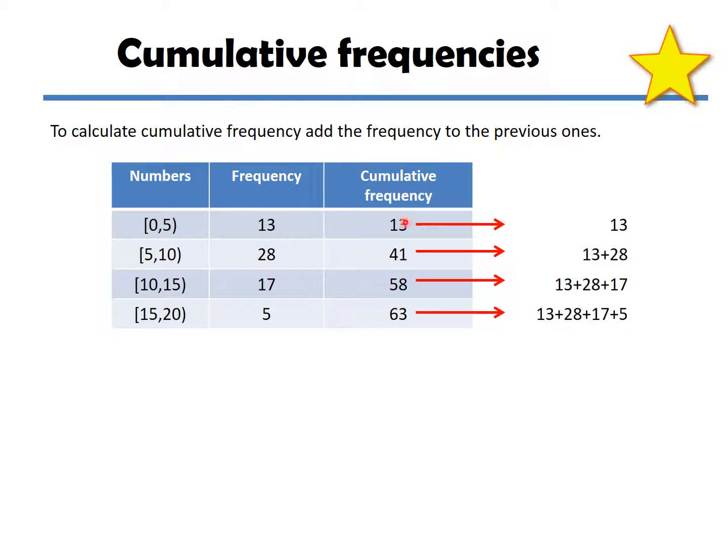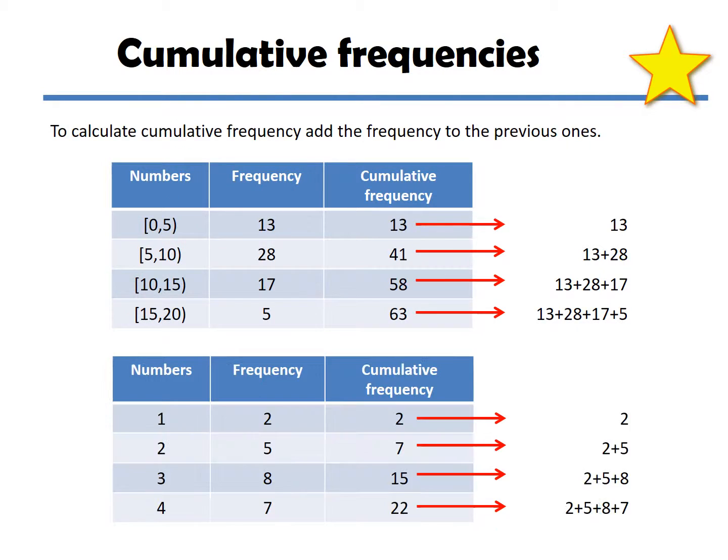So from 0 to 5 there's 13. And what I have here is actually how much there is from 0 to 10. All I have to do is add 28 and 13. Here I have how many elements there are from 0 to 15, which really is just 17 plus 28 plus 13. And over here I have all the elements there are from 0 to 20, which actually is all of the elements. And they appear over here. I could also have a cumulative frequency. They don't have to be in intervals, although these are the ones that we will use for cumulative frequency curves. But they could also appear in more standard frequency tables.